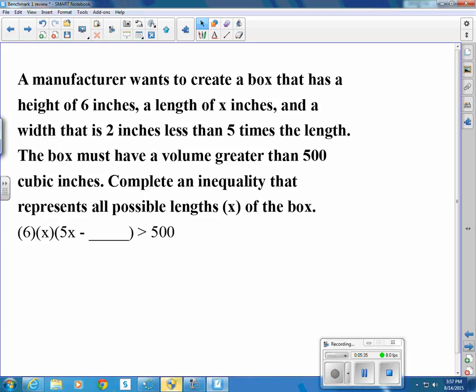Similar situation. The height is 6. We have that one multiplied into our volume. We have the length. Yep. And then we say that the width is 2 inches less than 5 times the length. Well, there's 5 times the length. So 2 inches less than that, we have to put a minus 2. And there's a minus already there, so we just put the 2.